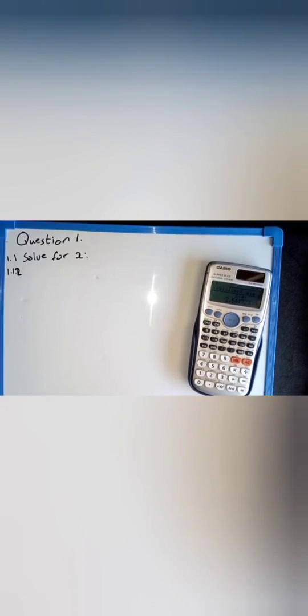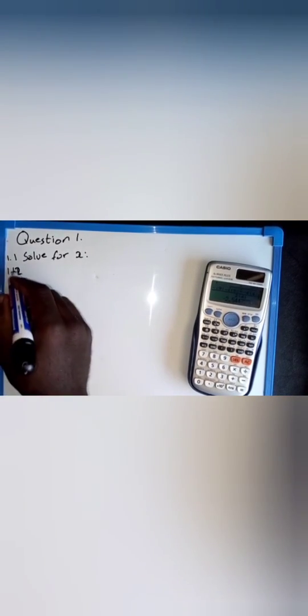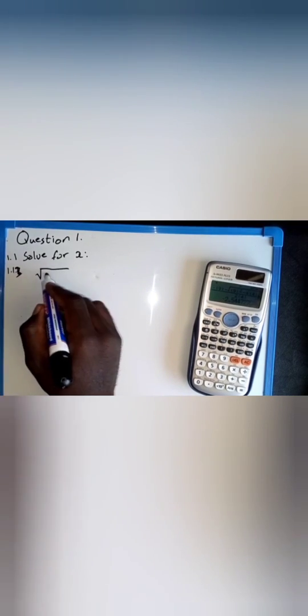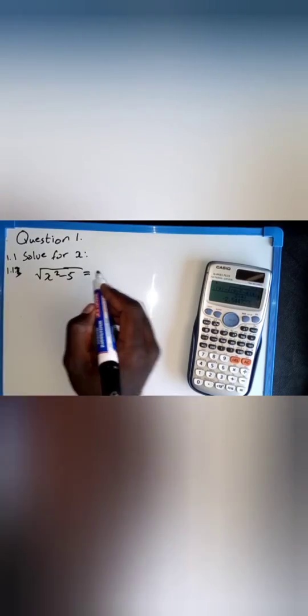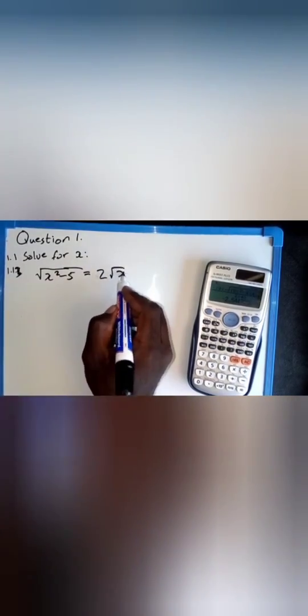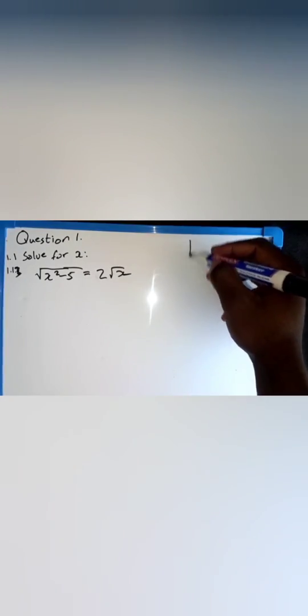Alright. Now moving on to question 1.1.3. Still solving for x, we are given square root of x squared minus 5 is equal to 2 root x. So the trick here will be to remove the square roots. Once you know how to remove the square roots, then you're good to go.